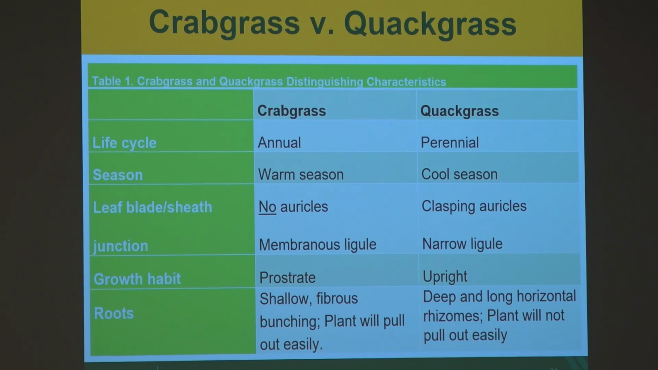But over time, it will produce tillers or offshoots, and some of those tillers may also put down roots. So it then gets harder to pull out as the season progresses, but it doesn't have those long rhizomes like quackgrass does. So impossible to pull out quackgrass.